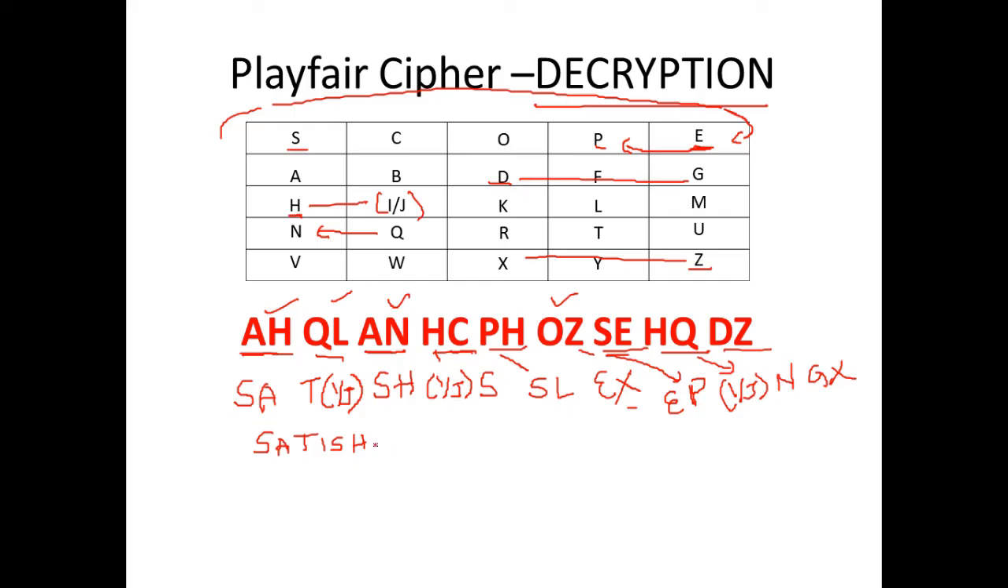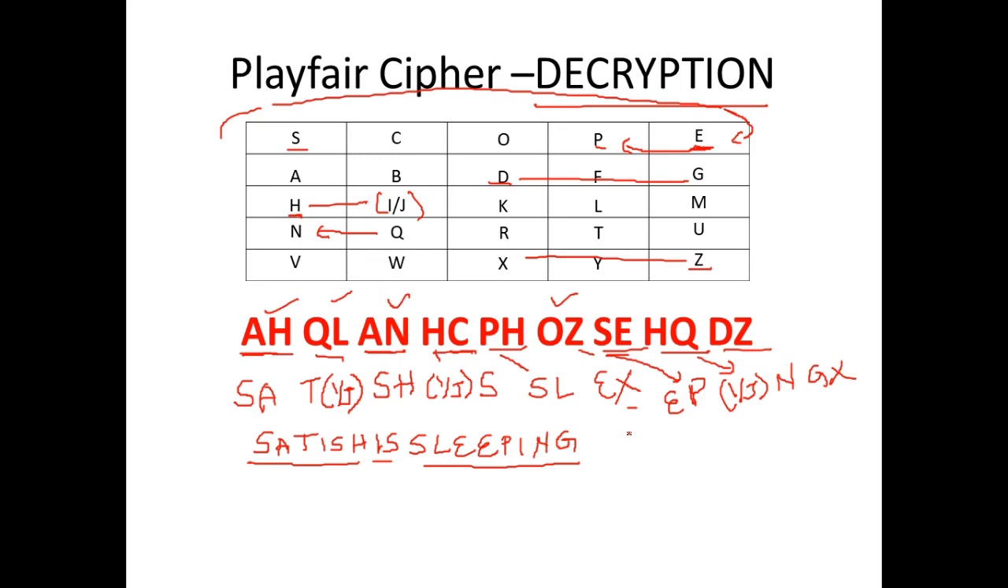Likewise, JS or IS we will take from here, and SL and E. We'll discard this X because it's padded. We'll put EP, and JN has no meaning, so we'll take I here, IN. GX, we'll discard the X and take the G. So now he's able to get the plain text: Satish is sleeping. So that's how you encrypt and decrypt using Playfair Cipher.